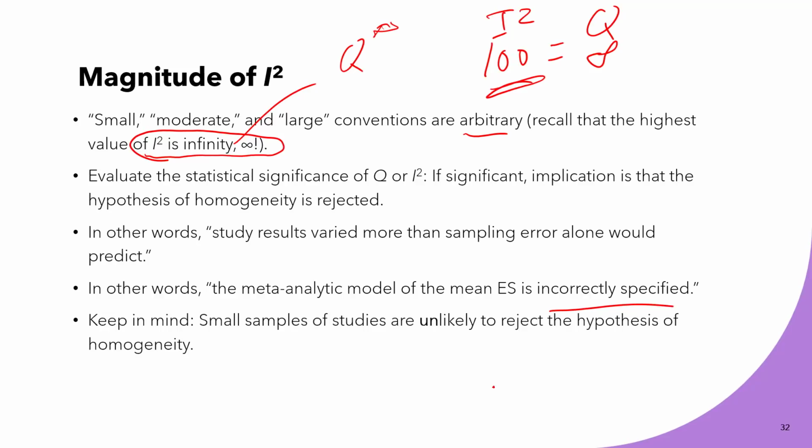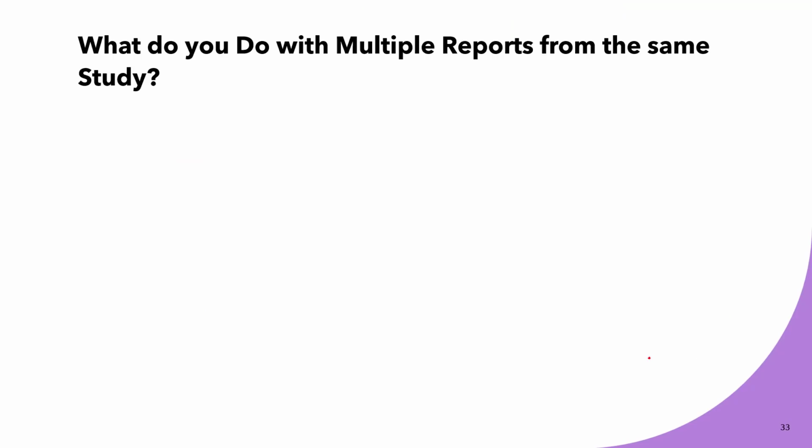Okay? So, as I said, with small samples, you're less likely to reject the hypothesis of homogeneity. And literally, that is the hypothesis you're evaluating with Q or I-squared. It's the default, the zero value is what you're evaluating. Q should be non-significant. I-squared should be zero if the homogeneity hypothesis is going to be supported.